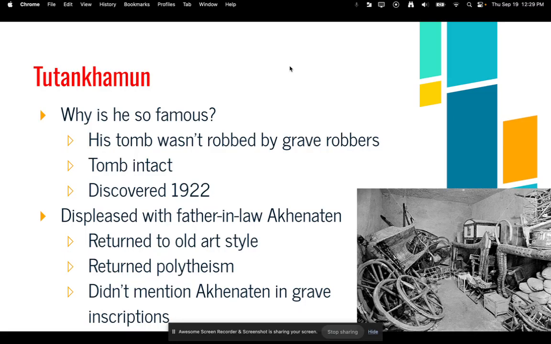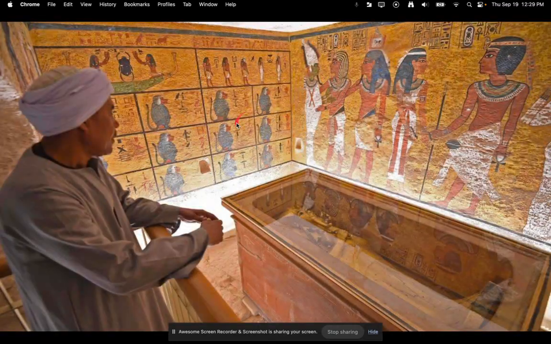Tutankhamun was also very displeased with his father-in-law, Akhenaten. He hated all of Akhenaten's art style changes and religious changes. So he returned to the old art style of ancient Egypt. So no more feminine curves. He also returned to polytheism, so anyone could worship any of the gods. And he also didn't mention Akhenaten in his grave inscriptions, which is like a huge slap in the face. So here's a picture of what King Tutankhamun's tomb looked like.